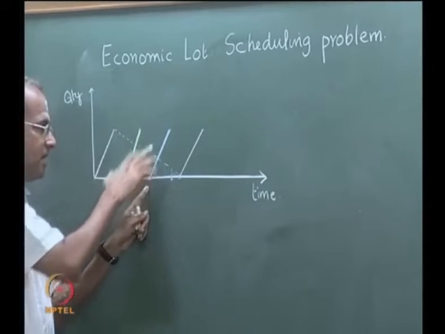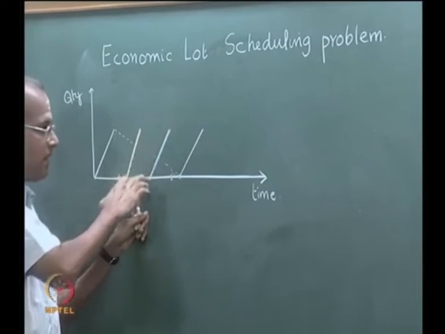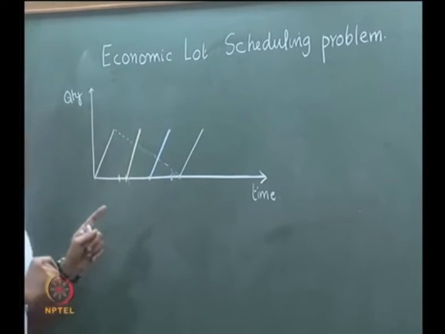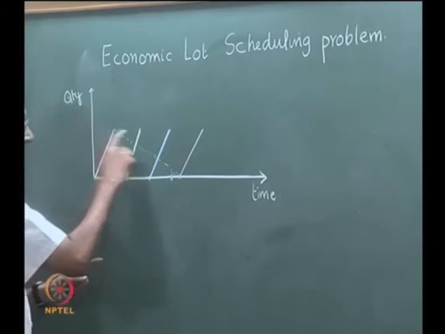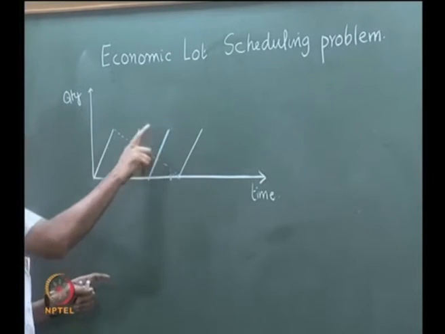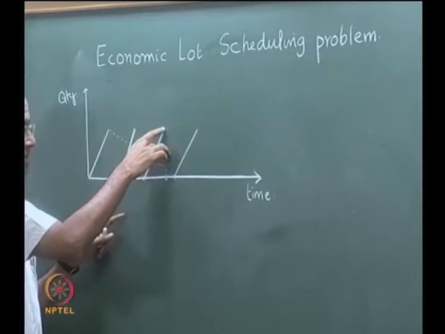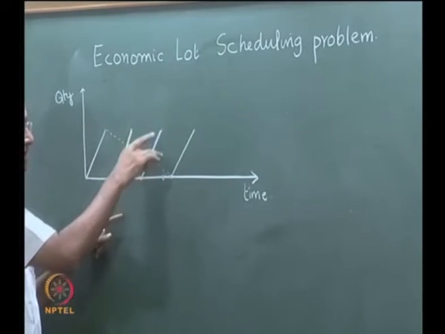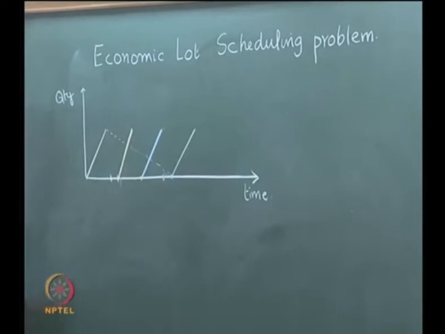Then we produce the third item, which is shown in blue, up to a certain point. It is not necessary that these peaks have to be the same, these are only indicative. So we produce this third item, then stop production, and consume this inventory. Then we come back to the first item.